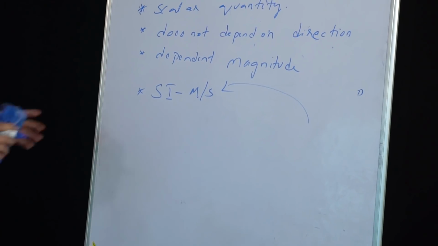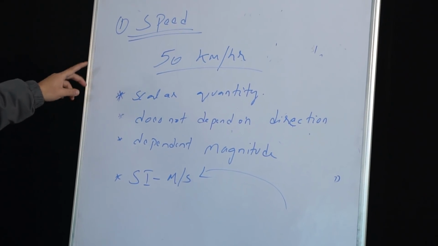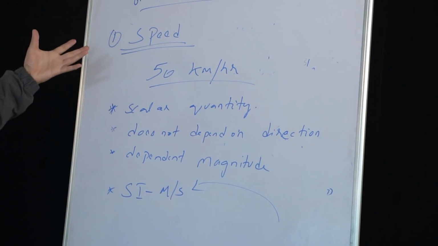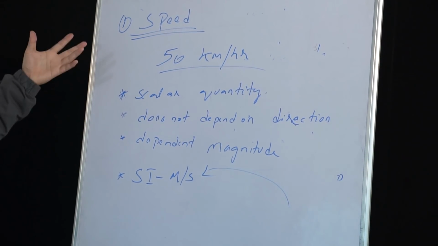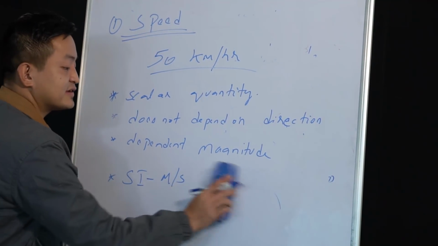So students, please note down all these points. The first point is that speed is a scalar quantity. The second is that it is dependent only on magnitude and not on direction. And the third is the SI unit, which is meter per second.